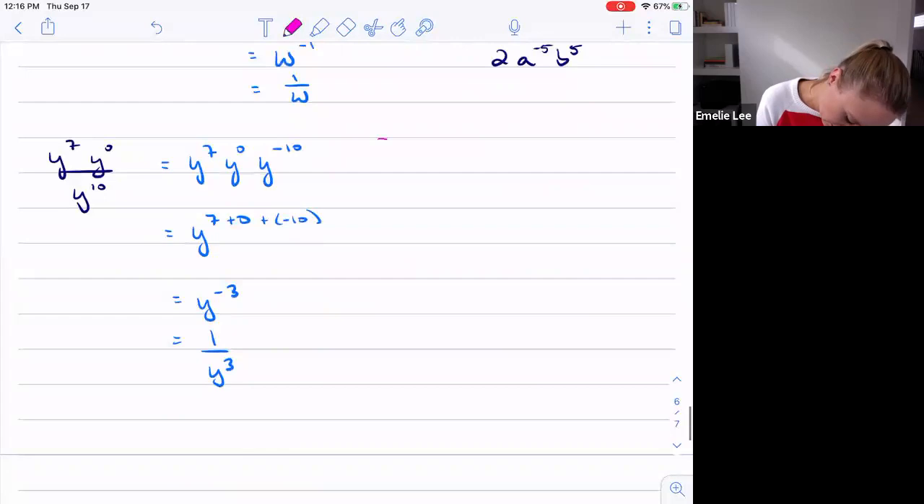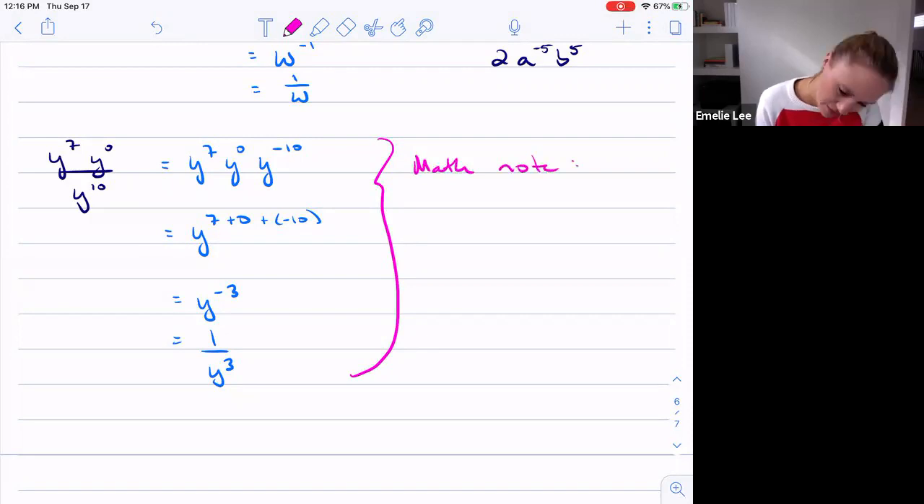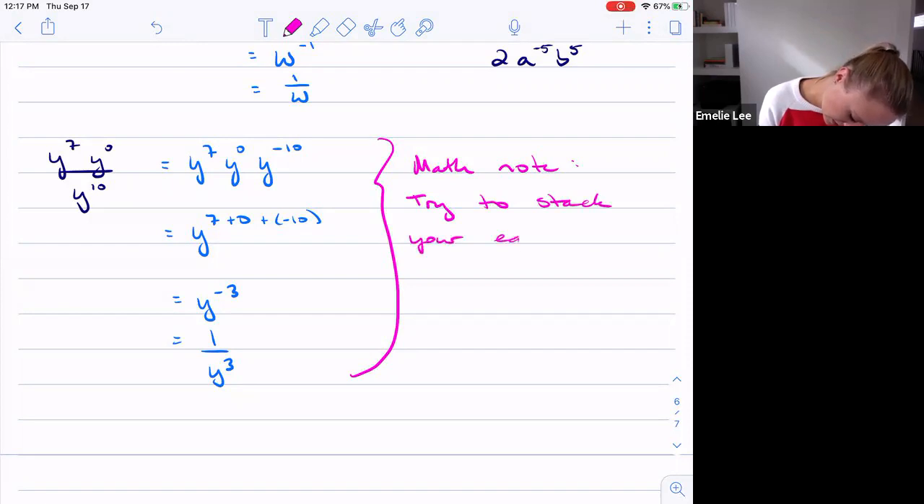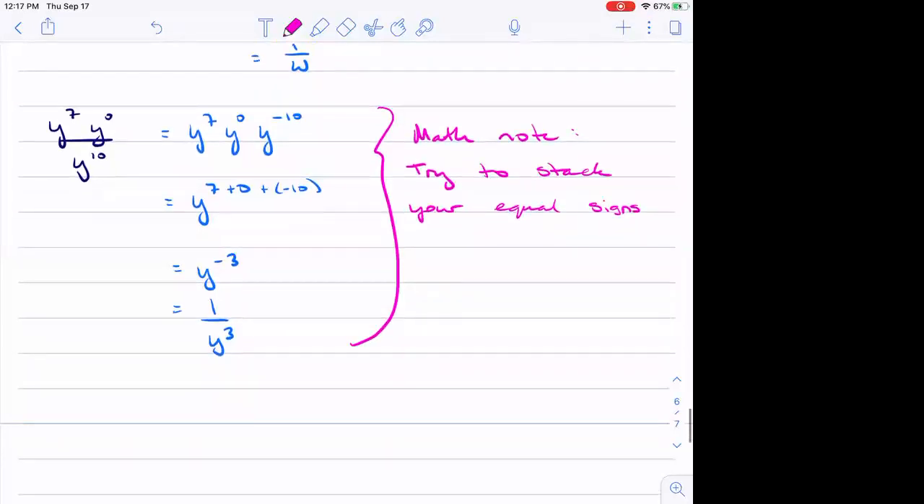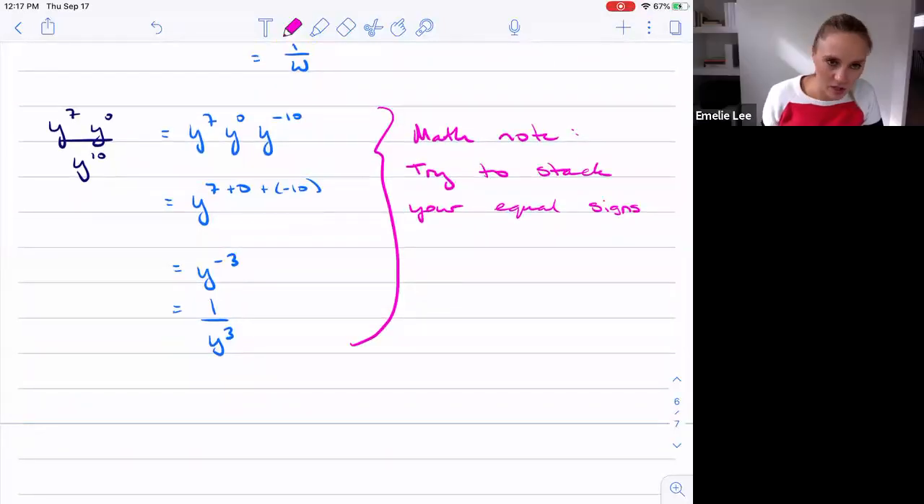So here, I'll call it a math note, right? Try to stack your equal signs as much as possible.